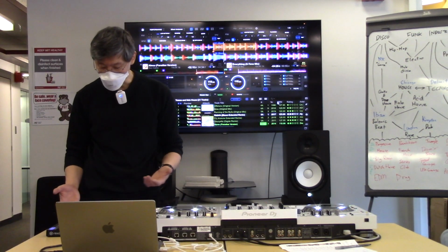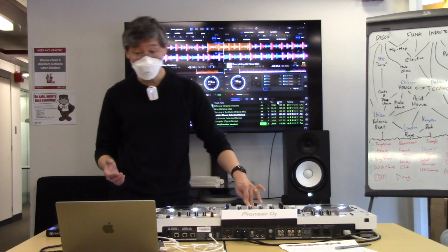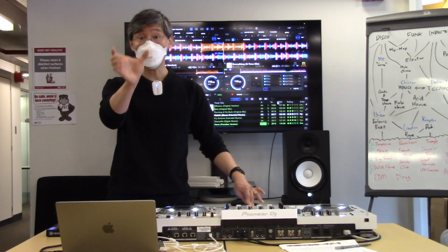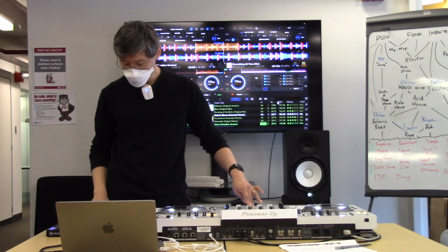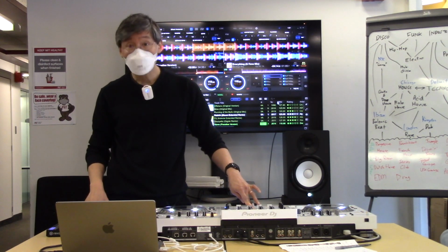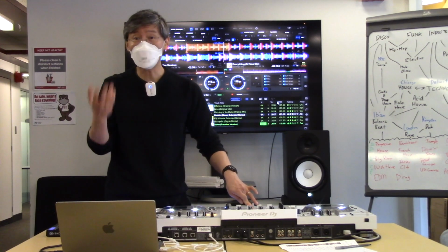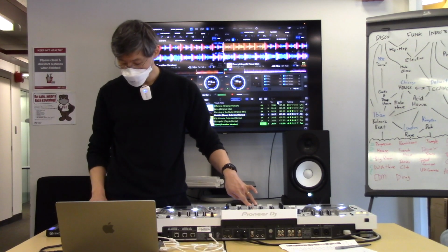If I just want to make something really dramatic, there's a particular kind of loop which is called a roll, and all it's doing is sampling a certain amount of time and then just repeating it over and over again while the song actually plays underneath it. That's a roll. It's actually just a very short loop. In this particular case, it's a one beat roll.